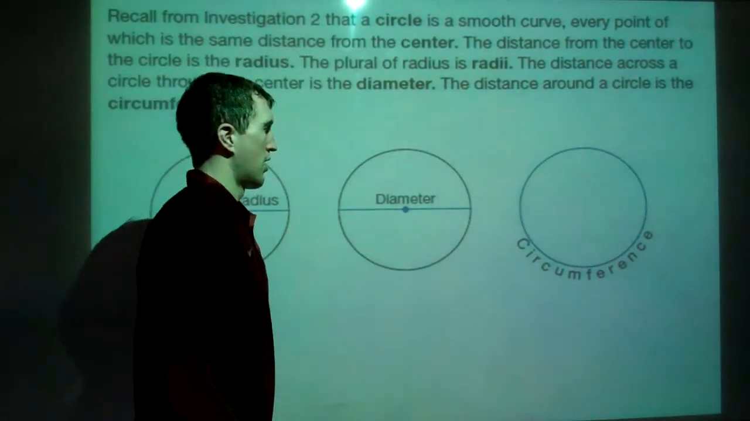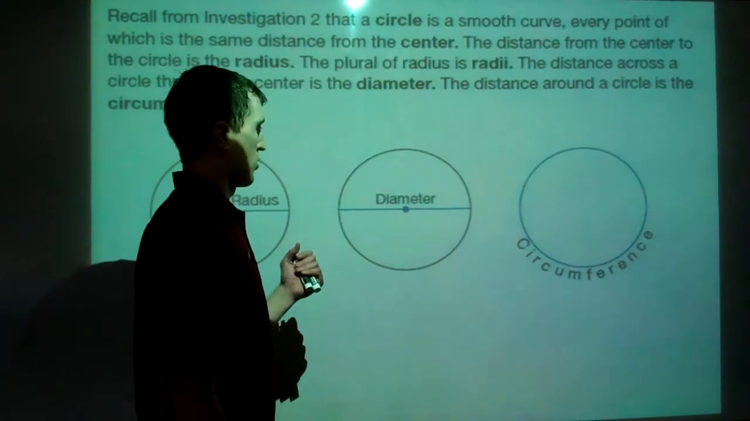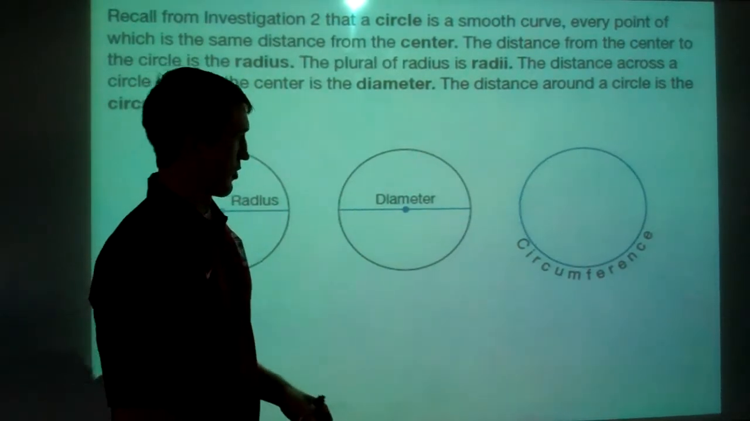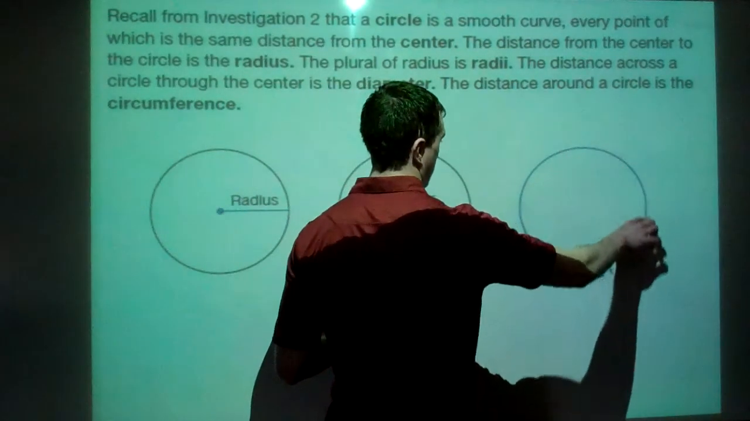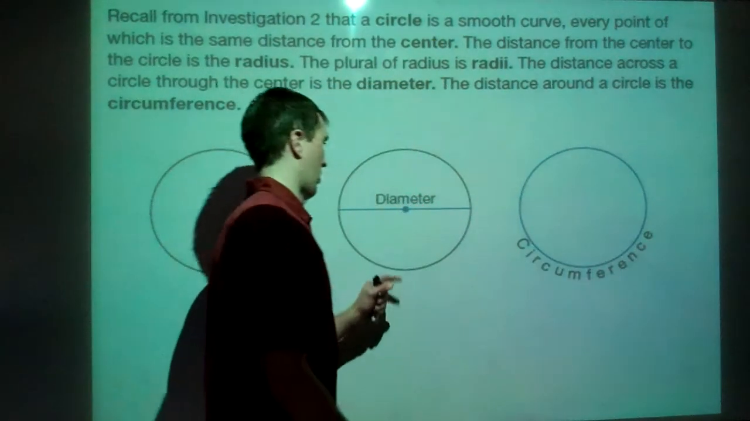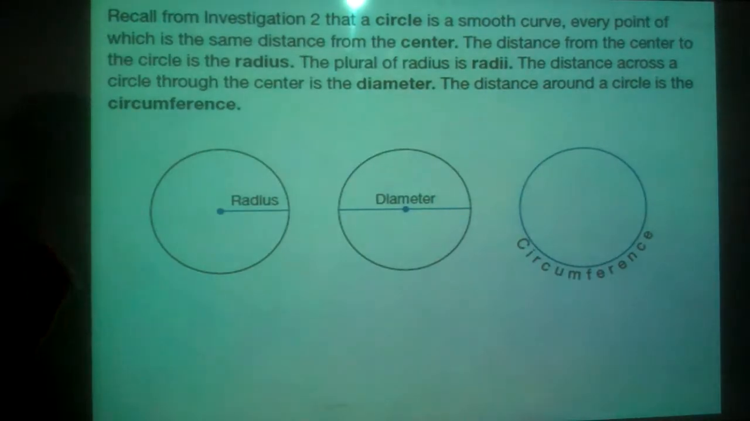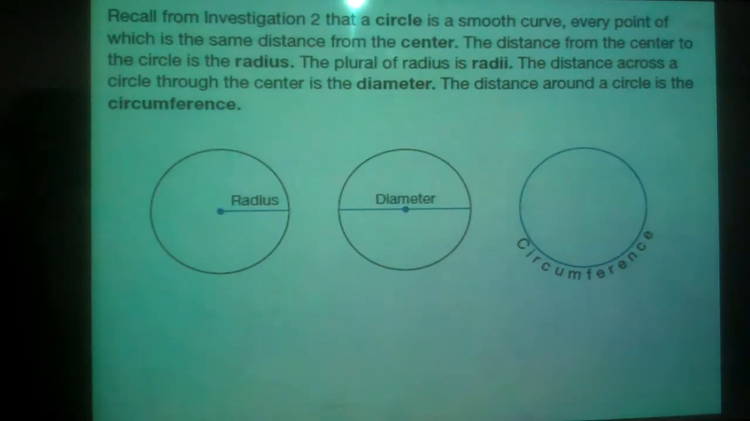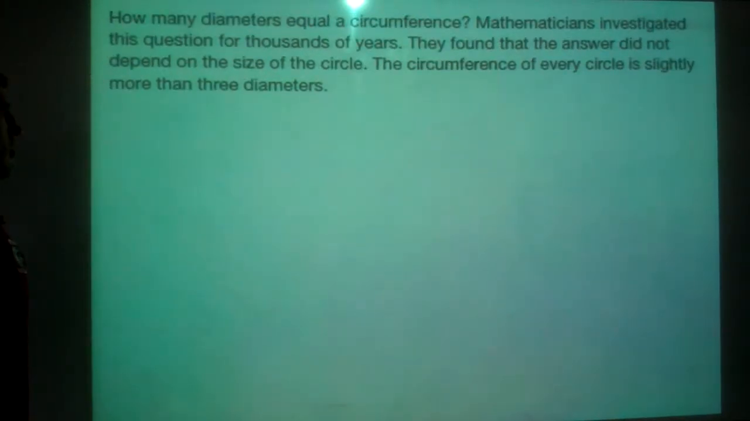And how we eventually get to circumference, I will explain in a little bit. But circumference is the distance around our circle. We're going to relate the diameter to the circumference of our circle in a second. So basically, circumference is a fancy word for perimeter. But when we talk circles, it has its own name, and we call that circumference.